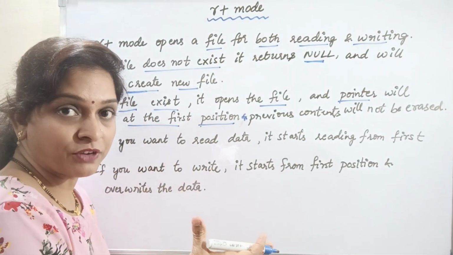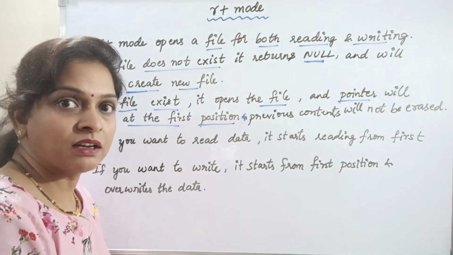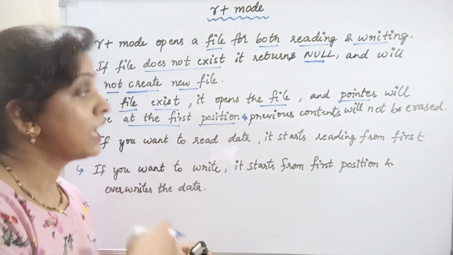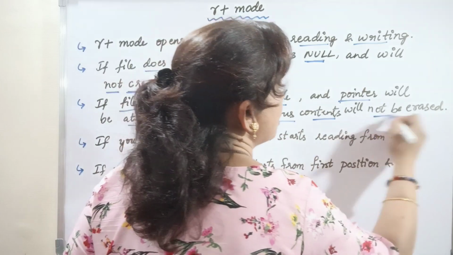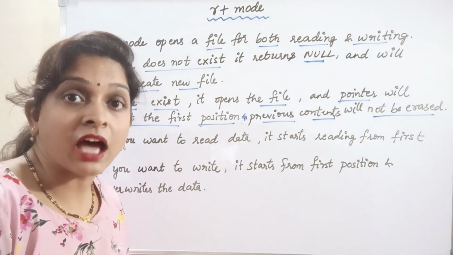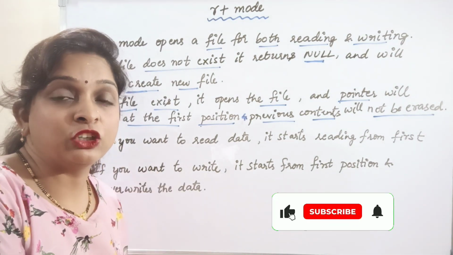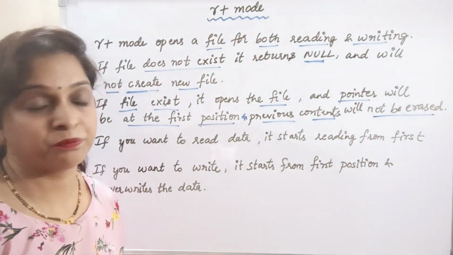It is going to open the file, I can read the data, and as soon as I start reading the data, I am pointing to the first location and I can read the data. And the previous contents will not be erased. The previous contents that I have in the file will not be erased. The pointer will be pointing to the first position. From that position, I can read the data.